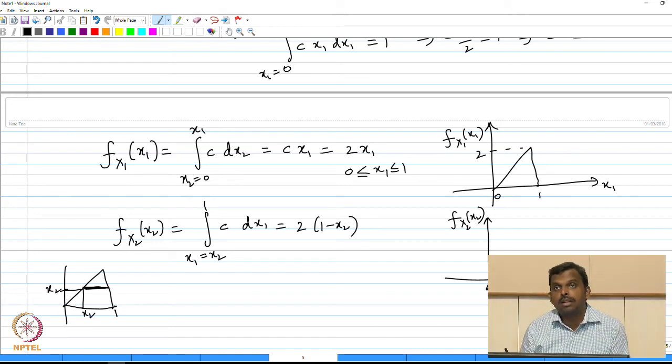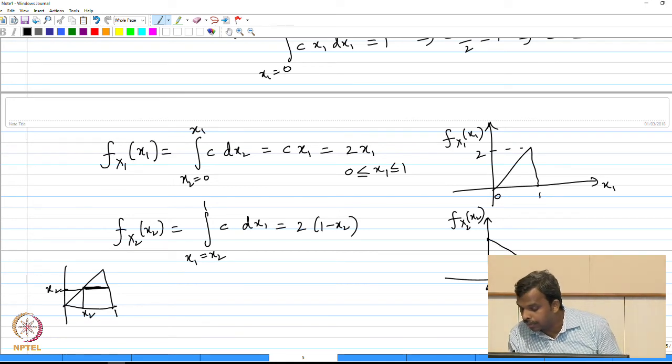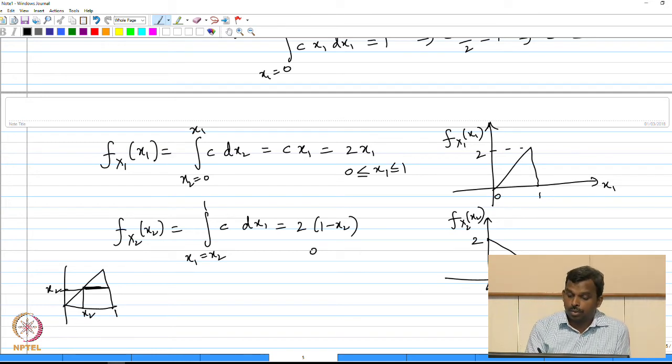So it's 2 times 1 minus x2. If x2 is 1, it goes to 0. If x2 is 0, it goes to 2. So it will look like this. So x1 is much more likely to take larger values, x2 is much more likely to take smaller values, and this is the distribution.